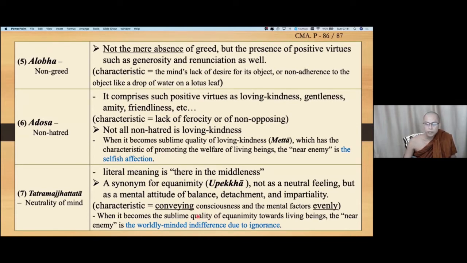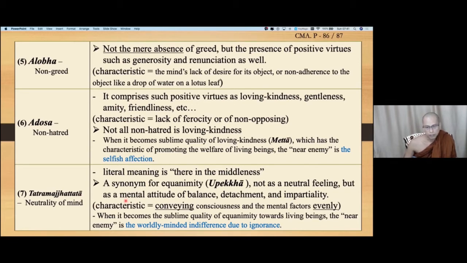Upekkha vedana is different because it is a feeling, but this is not a feeling. As you know, feeling is one of the universal mental factors. Here, Tatra Majjhattata is one of the beautiful mental factors. That is the difference. But they have a very similar nature, being neutral: neutral feeling and the mental factor of neutrality of mind.